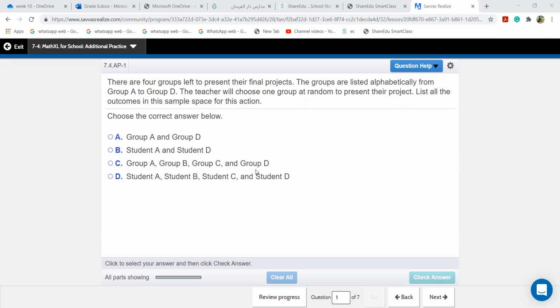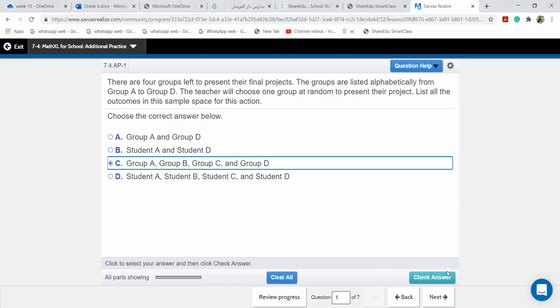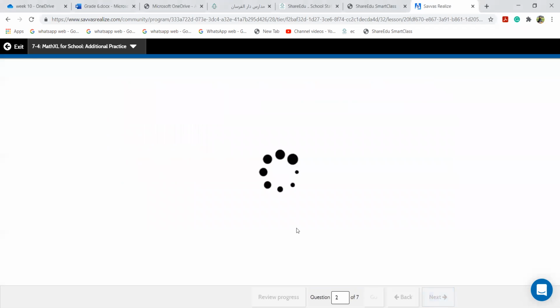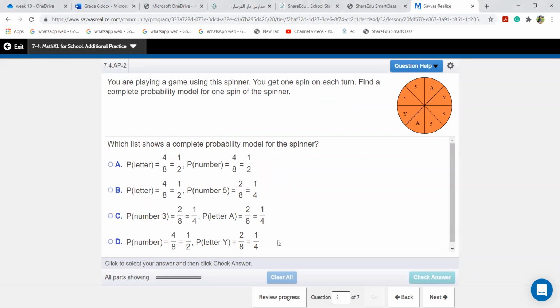Okay, Group A to Group D. Will you just choose group A and D? Or will you choose all the groups? Or will you choose the students? What is your answer? Very simple, Noor. All the groups. Group A, Group B, Group C, Group D. That was very simple. Yes, Noor. Next question. Please read it out.